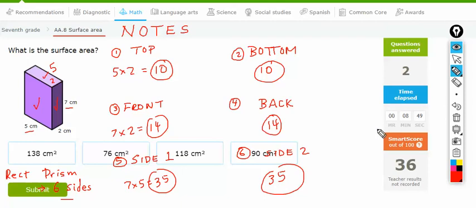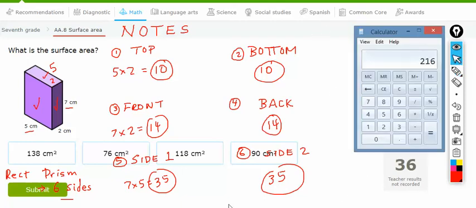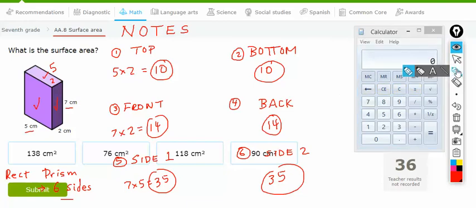Now we have to add all of those together. We're doing the 10 plus 10, which is 20. 14 plus 14 is 28. And 35 and 35 is 70. I'm doing it in my head. You could do it the long way with the calculator. I want to keep the video short.